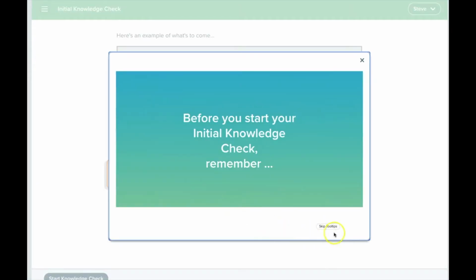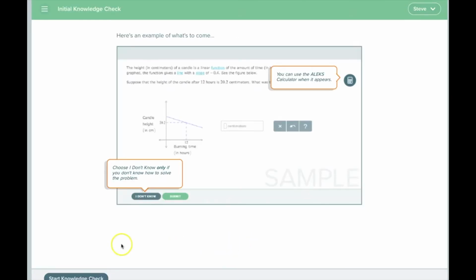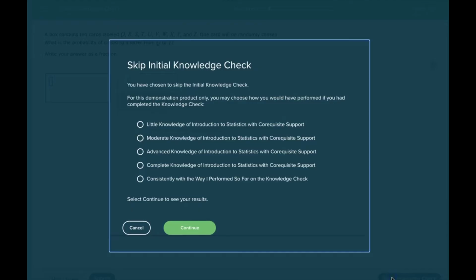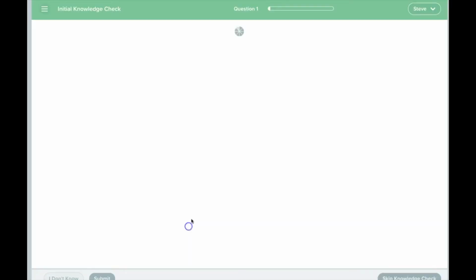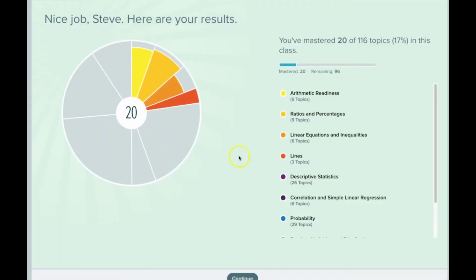Because I'm an instructor, I can skip and say that I did it. Knowledge check. I want to skip it. And I want to say that I'm really smart, I'm advanced. Completed knowledge check. Okay, so I'm going to say that I completed. Let's make myself moderate, like I did it in a moderate way. Okay, congratulations, Steve. So here we are.